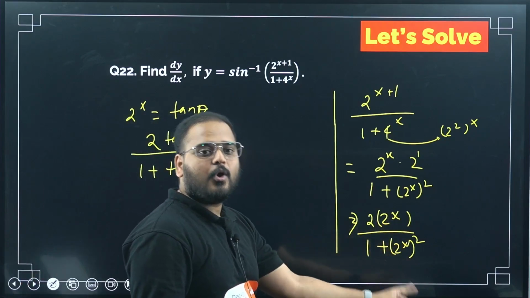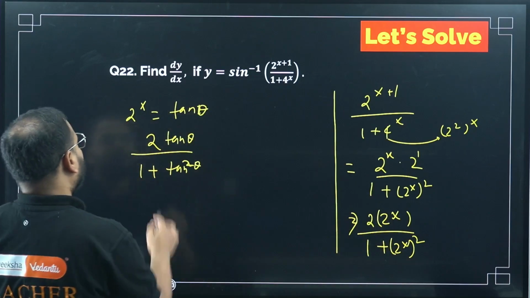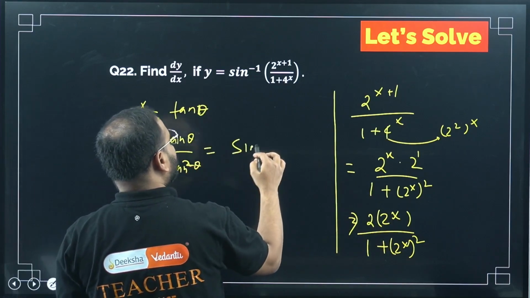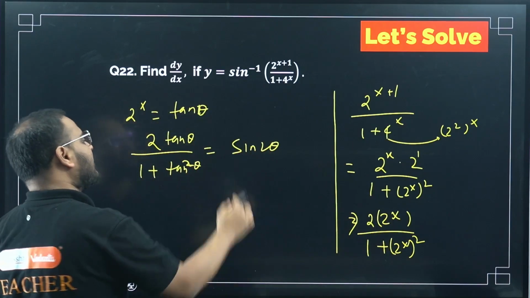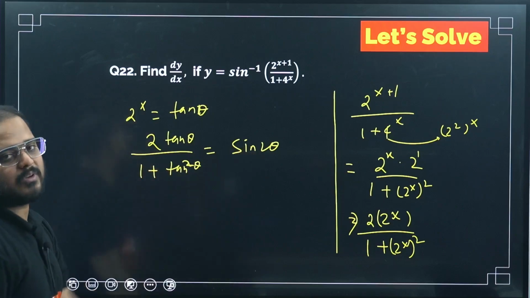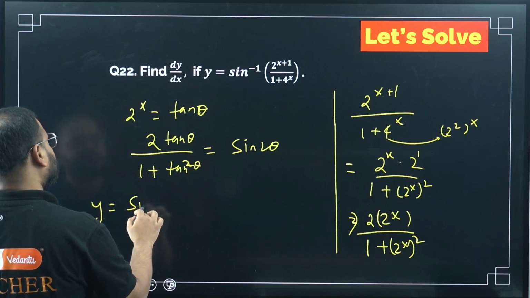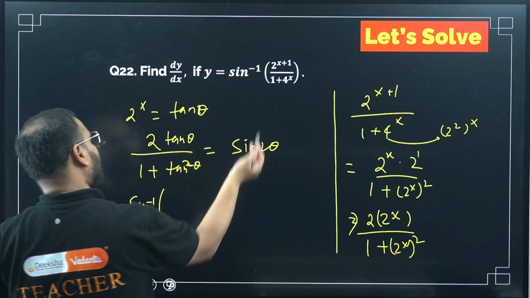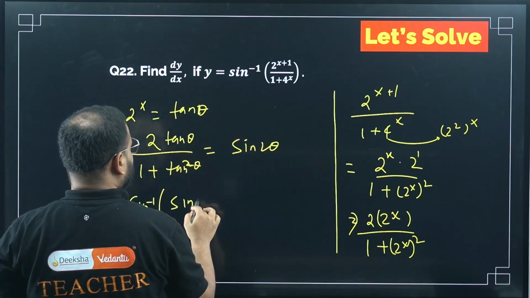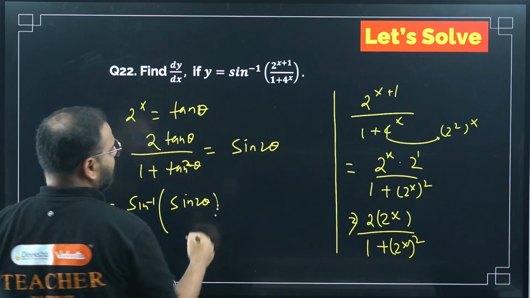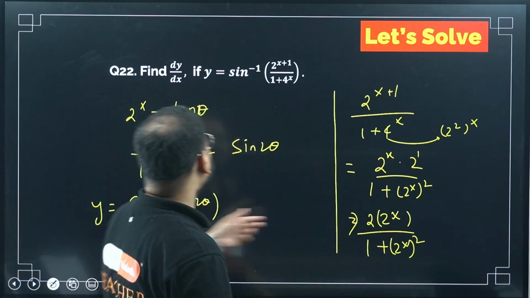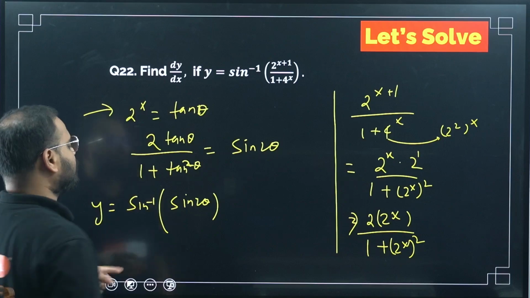So 2 tan theta upon 1 plus tan square theta. What is this going to be? Simply sine 2 theta, if you remember. This is the formula of sine 2 theta, right? Now put it in the given function. Sine inverse of this thing will become simply sine 2 theta. How has it become sine 2 theta? By using this approach and this substitution.